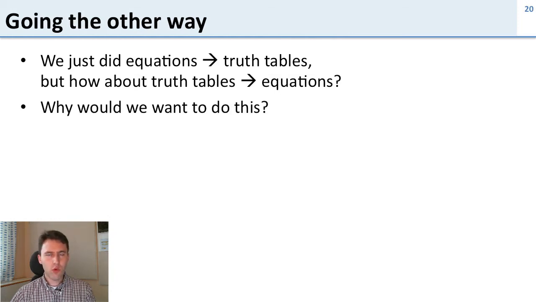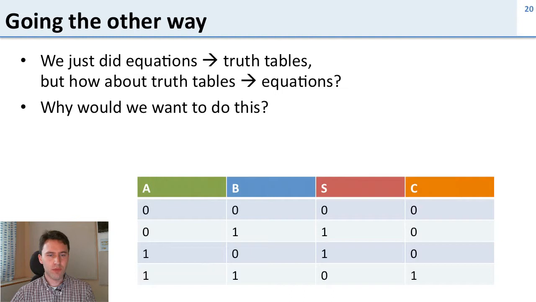Now there's a good question. Why would you want to do this? Why is this direction more interesting than the other direction? So let's take a look at an example. Here's a truth table for a function. And I want to ask you, does this function look familiar?